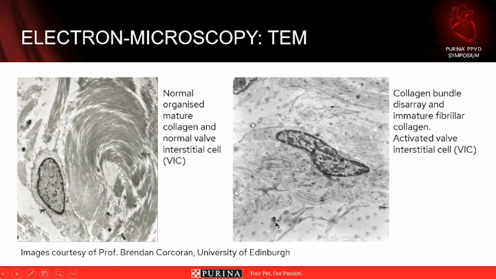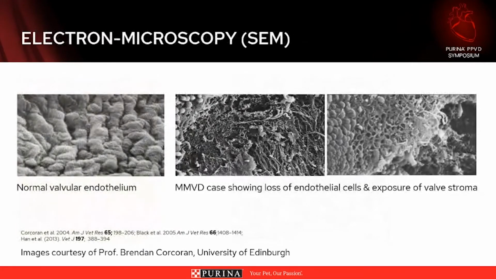And then conversely, on the right, we have a diseased cell. We can see, again, a valve interstitial cell here. But our collagen is very disorganized. It's this fibrillar, disorganized collagen. It's immature. It's failed to maintain these cross-links. And this valve interstitial cell has this heterochromatin rim showing it's activated as well. So there are some really beautiful images, and then here's some more from Brendan.